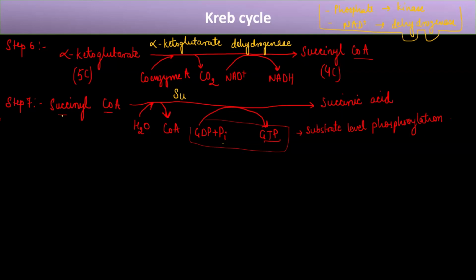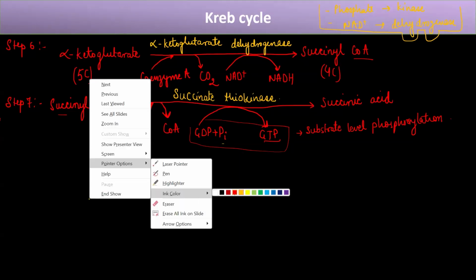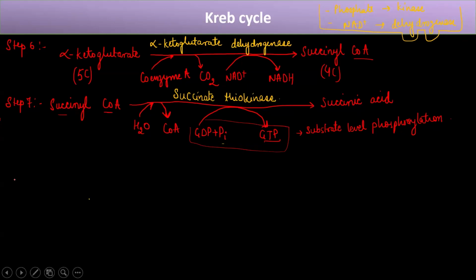Since we are seeing that it's succinyl CoA, the enzyme name should be something like succinate. And this is a special case where it involves thiokinase. So the enzyme that catalyzes this reaction is succinate thiokinase. So till now we have completed how many? Step 7. Now what is the next step?